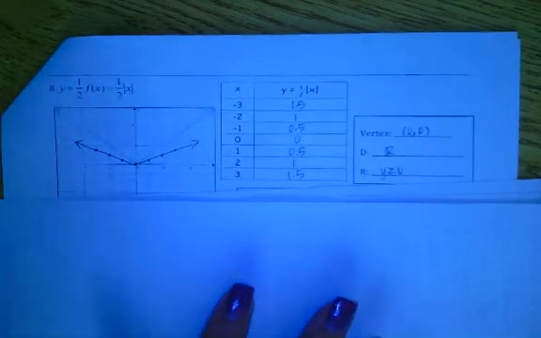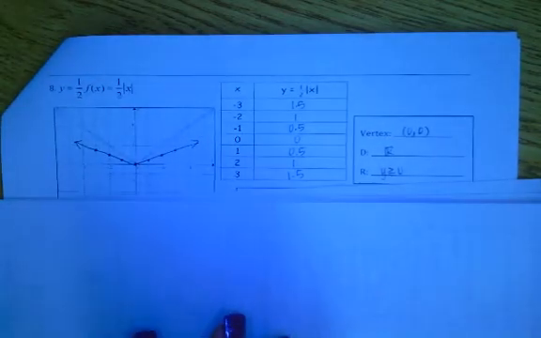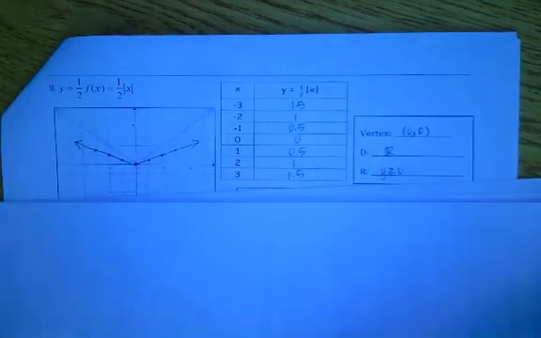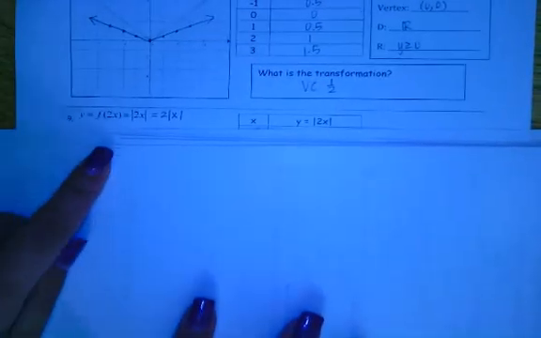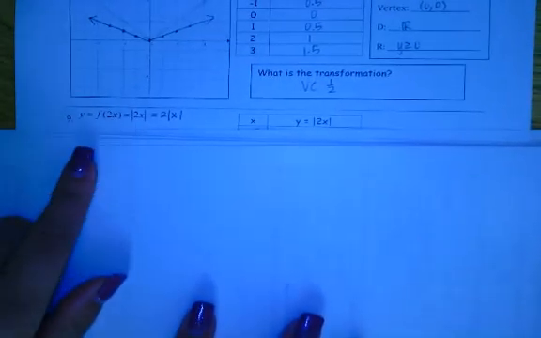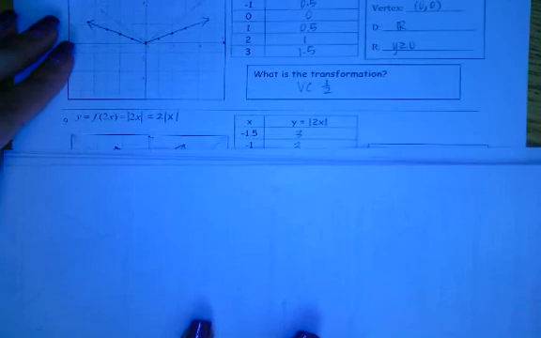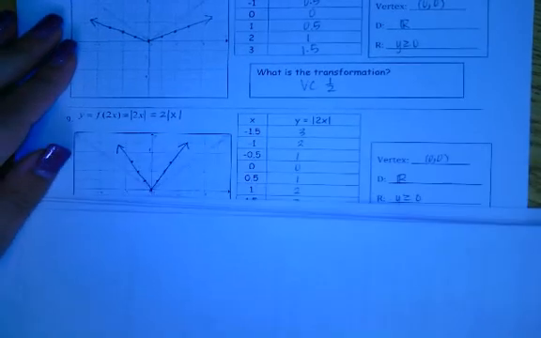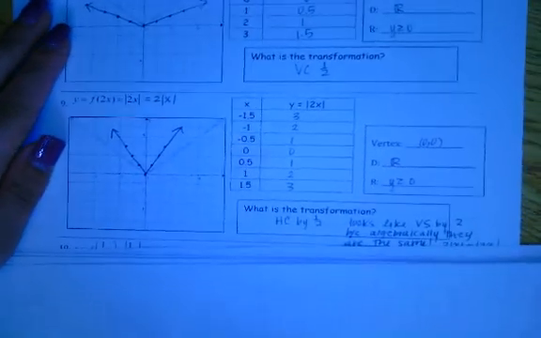Okay, next one. What happens when you have 1/2 x? Vertical compression. Did anything change in my vertex, domain, and range? No, the only thing that changed were your y values. Very good. What happens when we're inside? Horizontal compression by what? By 1/2.